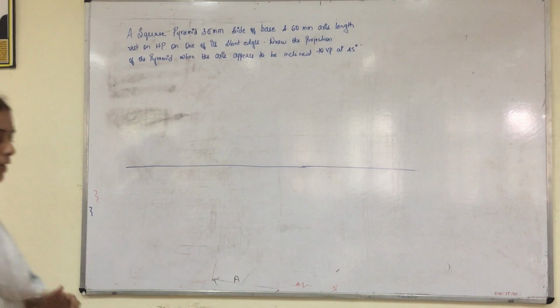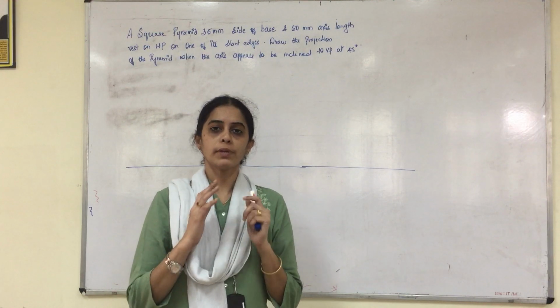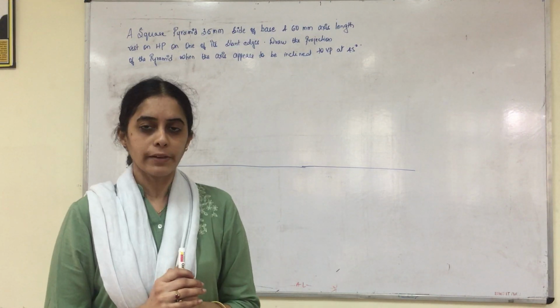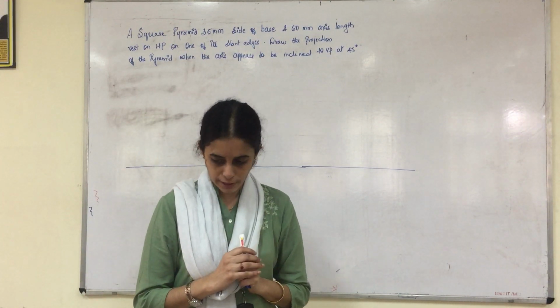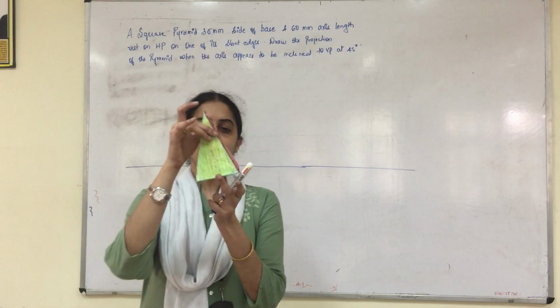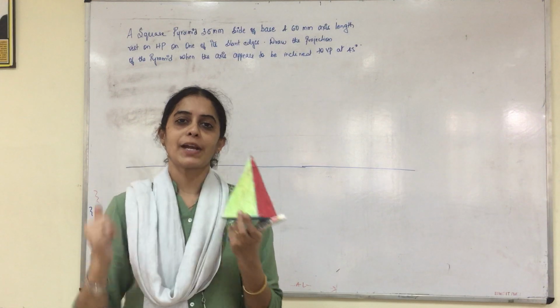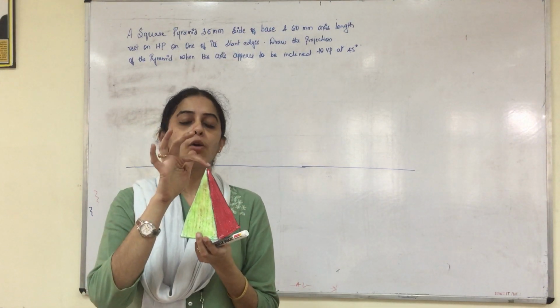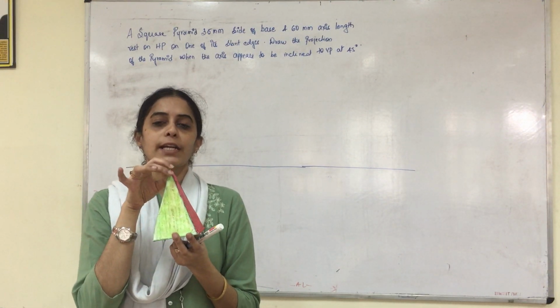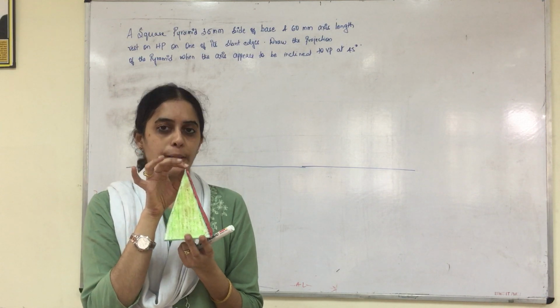So welcome everyone. Today we'll be solving a problem on a square pyramid related to slant edges. So how does a square pyramid look? It has a bottom square surface which is bounded by four triangular surfaces. It has one common point where all the triangular surfaces join, which is called our apex.